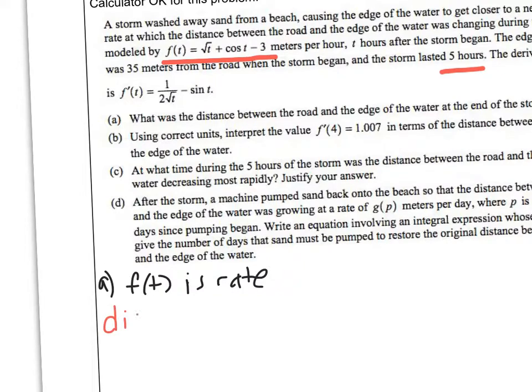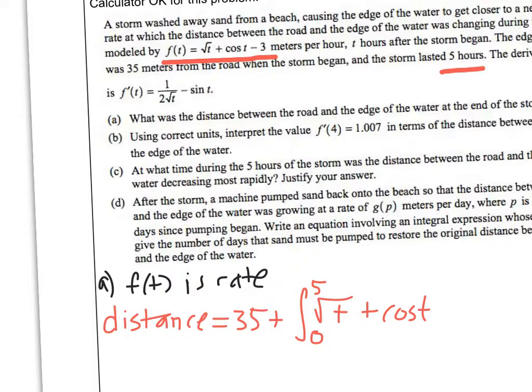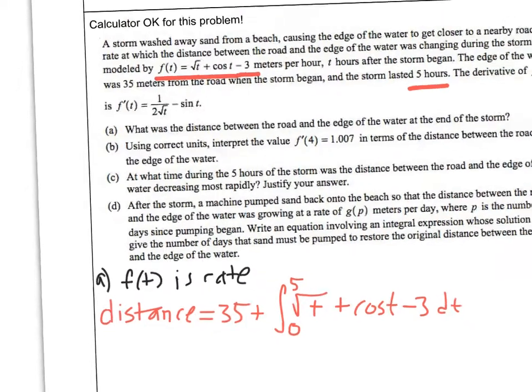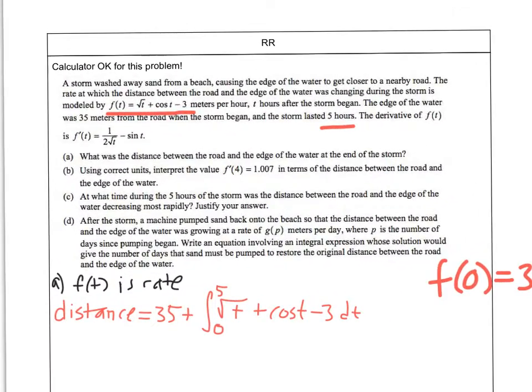So you might say that the distance, which starts at 35, and then we got to find the accumulation from time 0, it says the storm lasts 5 hours, to time 5 of f of t dt, which is the square root of t plus cosine of t minus 3 dt. And this is calculator active, so at this point all you got to do is plug the numbers into your calculator and you'll get an answer for that.